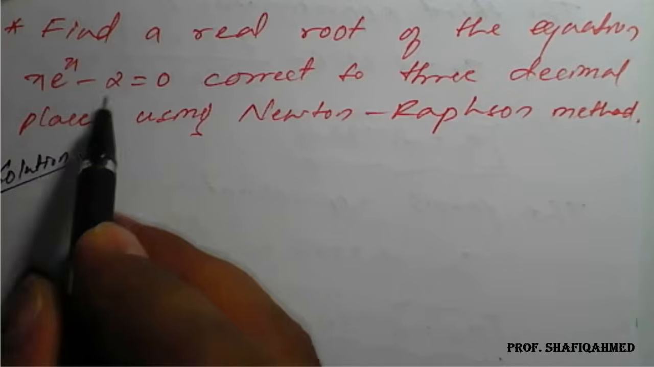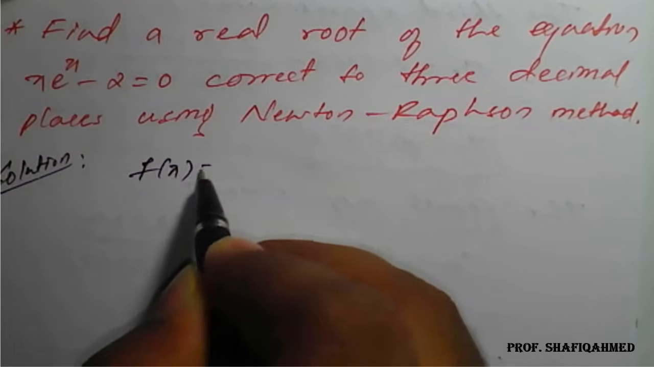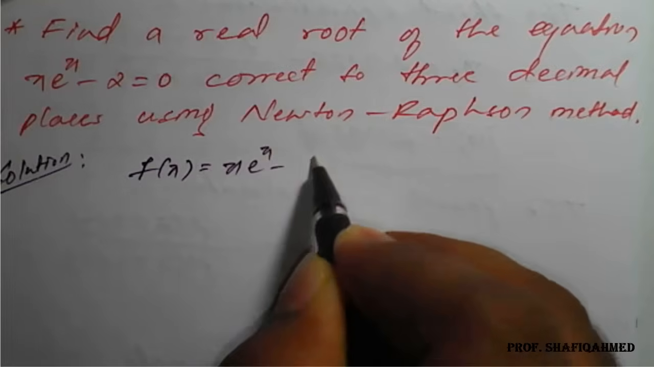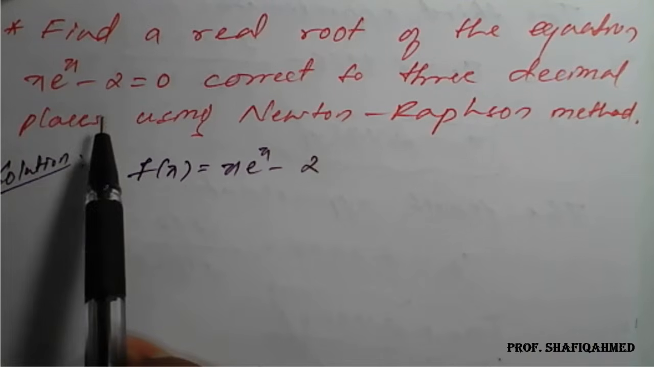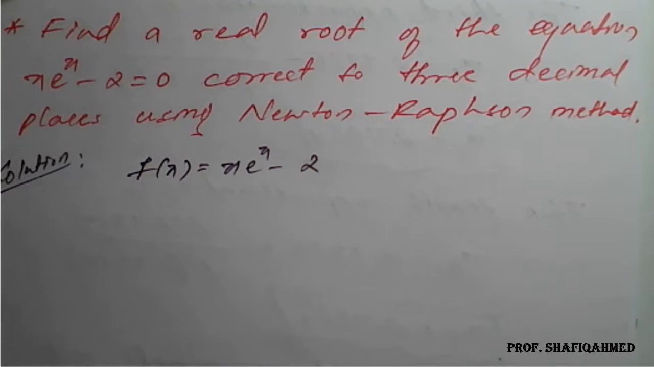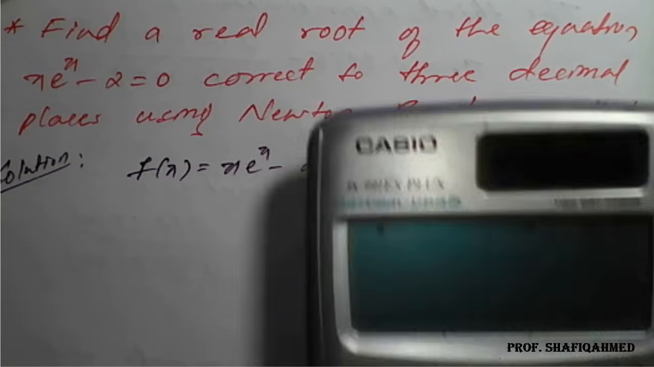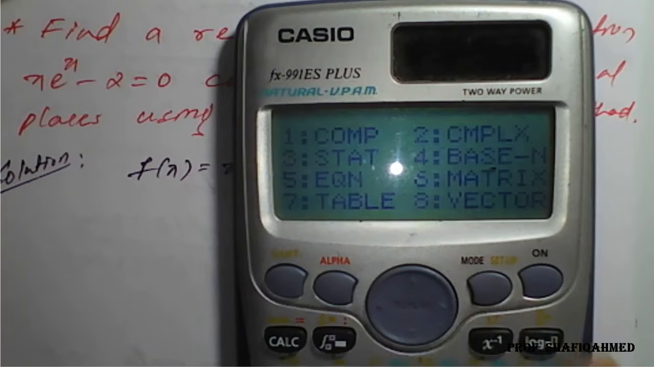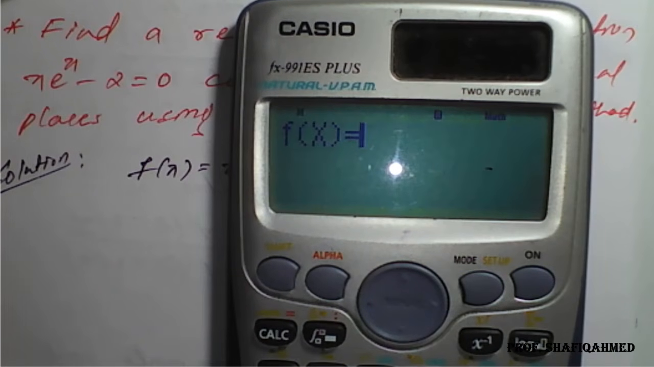So the given equation we consider as f of x equals x e raised to x minus 2. Here we got only the equation, no x value is given, so we need to find that. We will prepare this equation in the calculator. Shift 7 table, so we prepare the formula: alpha x into shift ln, you get e raised to alpha x, use the cursor button, so it will come side, minus 2.